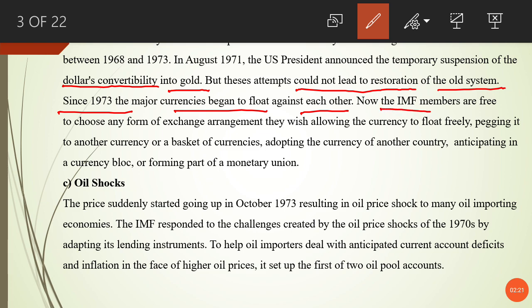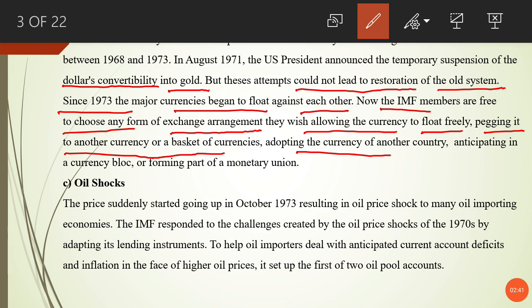Now, the IMF, International Monetary Fund, members are free to choose any form of exchange arrangement they wish, allowing the currency to float freely, pegging it to another currency or a basket of currencies, adopting the currency of another country, participating in a currency bloc, or forming part of a monetary union.